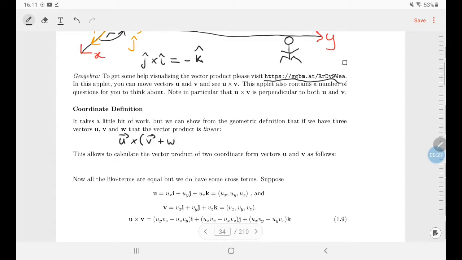Now it does stand to reason that this is true. You can think about this as the moment of a sum of forces is equal to the sum of the moments. Which stands to reason. And what that means is, if you've got two coordinate form vectors, you can multiply them out.